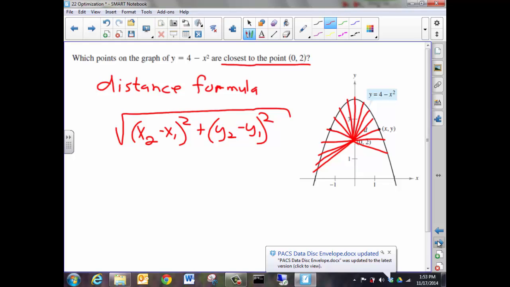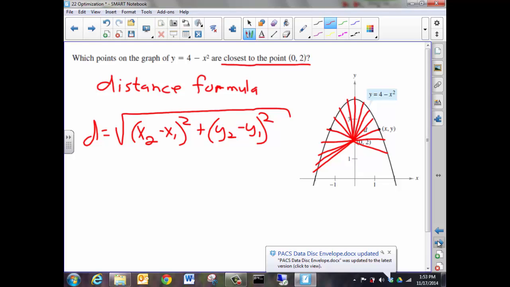This is something called the distance formula. This is the distance between two points. So we're asked to find the closest point. If this is our distance, do we want to maximize or minimize the distance? We want to minimize the distance.